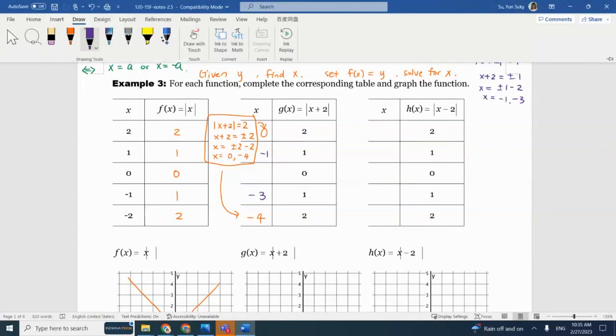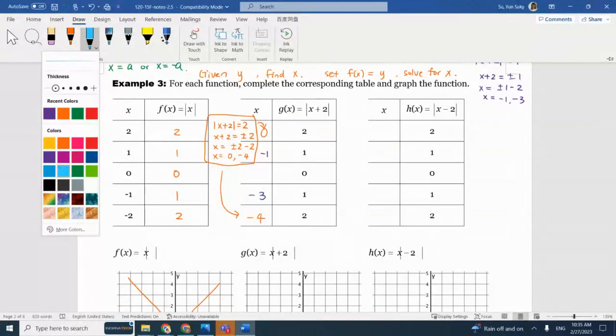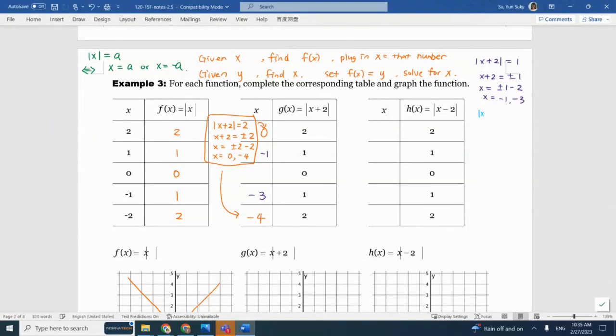Now, how about 0? Well, absolute value of x plus 2 equals 0. When you break the absolute value, plus or minus 0 is just 0. Right, everybody? So what is x?